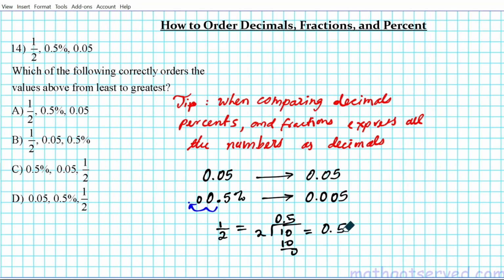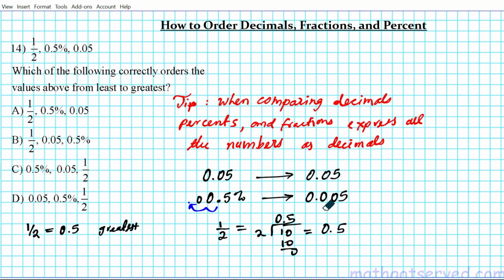This one has a 5 in the tenths place. The others have a 0. Okay, so the greatest is 1/2, which is equal to 0.5.